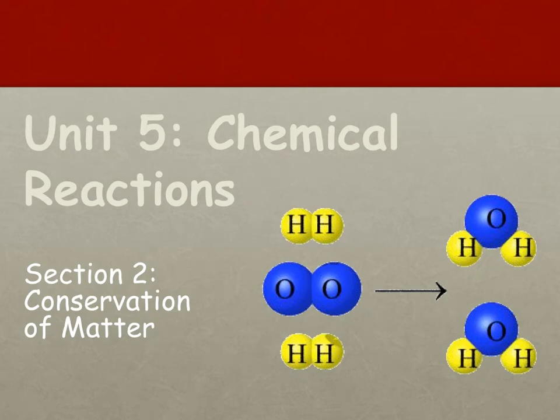Alright guys, this is Unit 5, Chemical Reactions. If you are honors, then this is actually Section 1, Conservation of Matter, because we did a lesson in class on how to read a chemical equation, which is what Section 1 is for notes for general. So if you're in general, this is your Section 2. If you're in honors, this is your Section 1 notes.